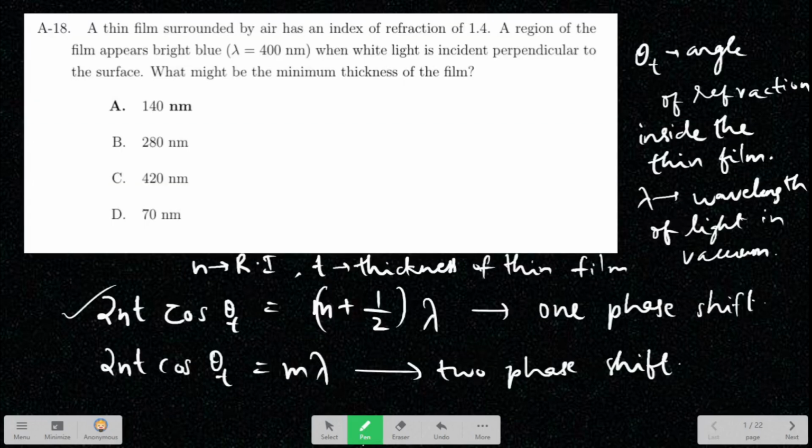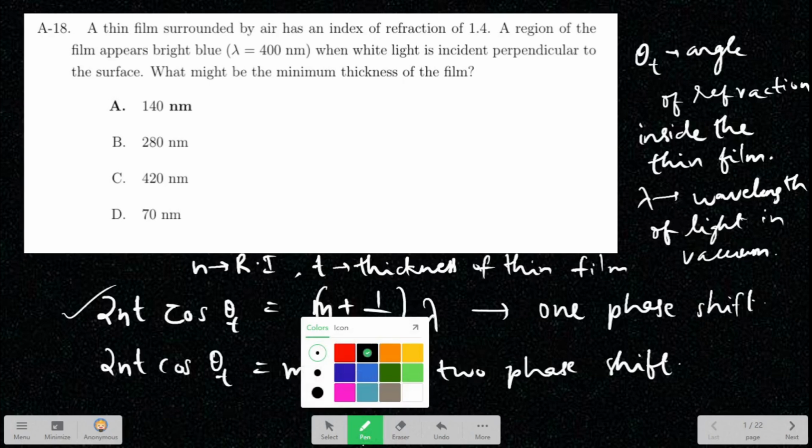But the correct answer given in the answer key is 140 nm. So I don't know why it is 140. For me, the correct answer is 70 nm.